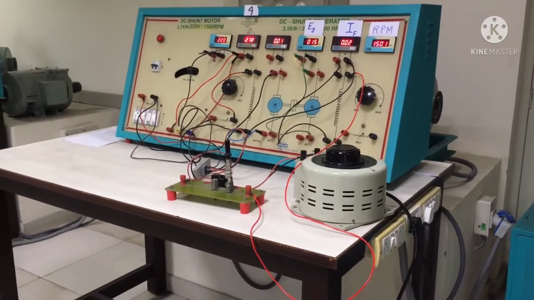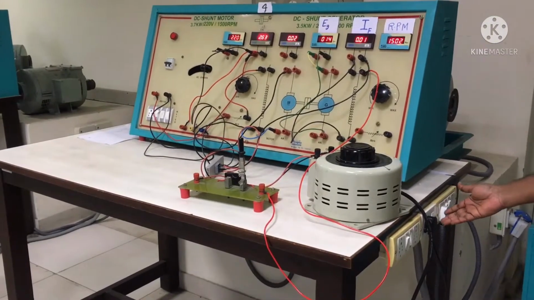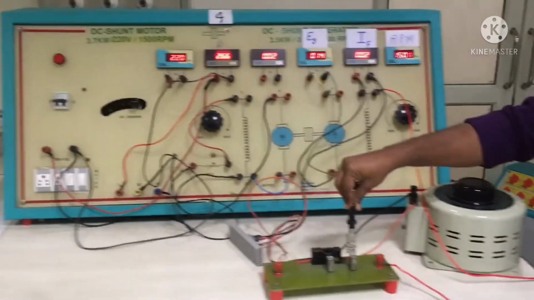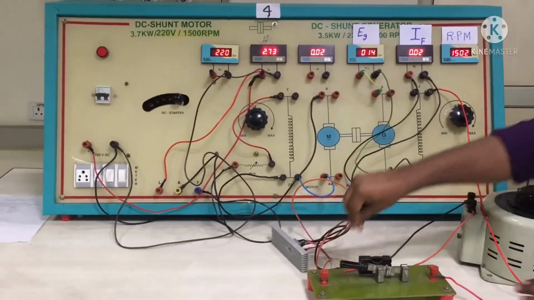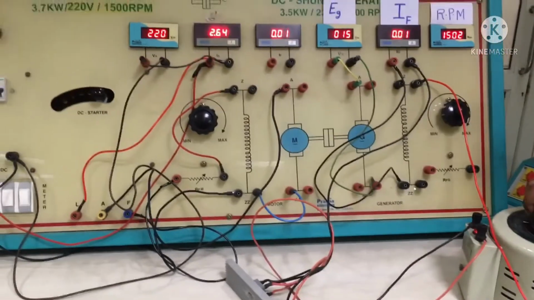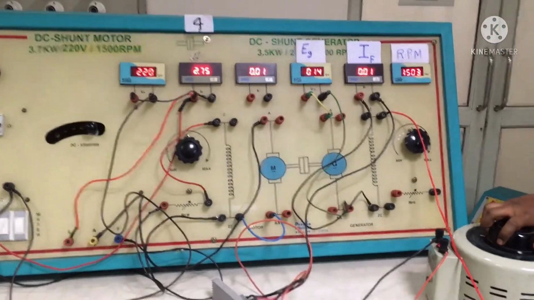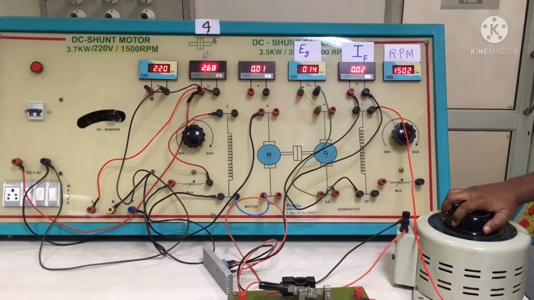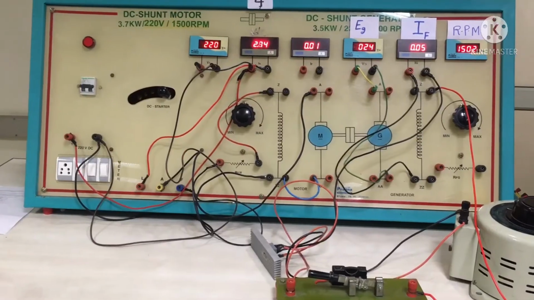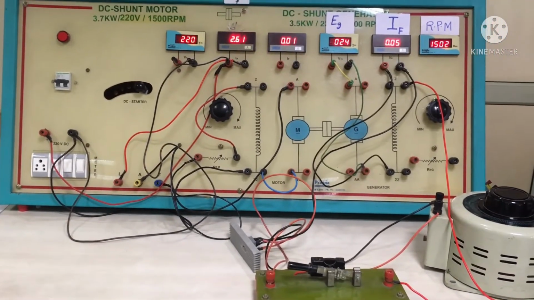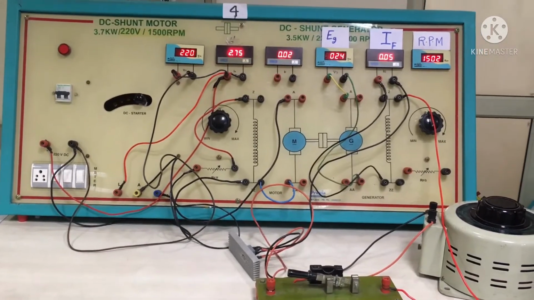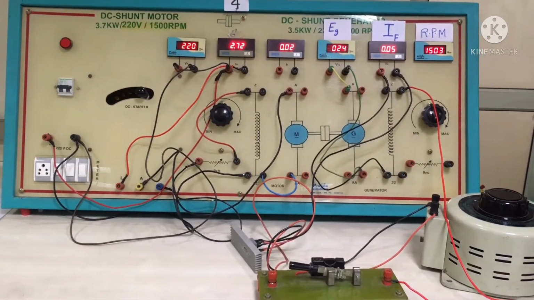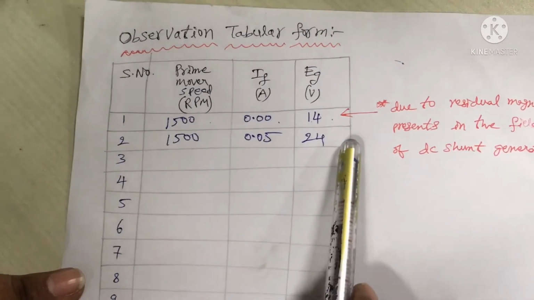Now we are going to switch on the supply for single phase variac, and then we are going to close the switch. Now by adjusting the auto transformer output, we are going to set 0.05 amperes in the field current of DC shunt generator. At this condition, voltage across the armature winding terminals of DC shunt generator is 24 volts. We have noted down the values here.